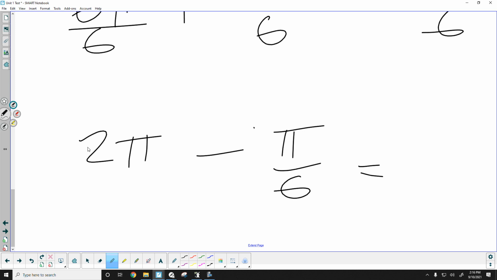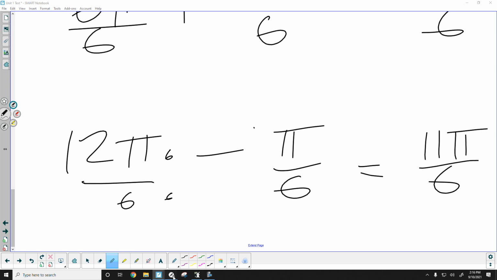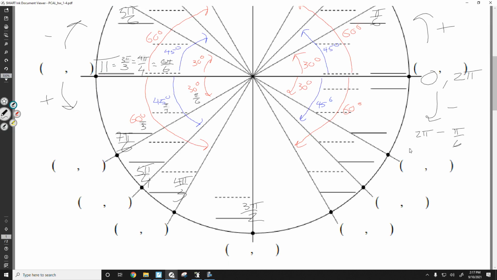11 pi over 6, because 2 needs to be over a 6. You got to multiply the top and bottom by 6 to be 12 pi over 6. Subtract, you get 11 pi over 6. Okay? 11 pi over 6. You will be able to get there without converting things. All right.